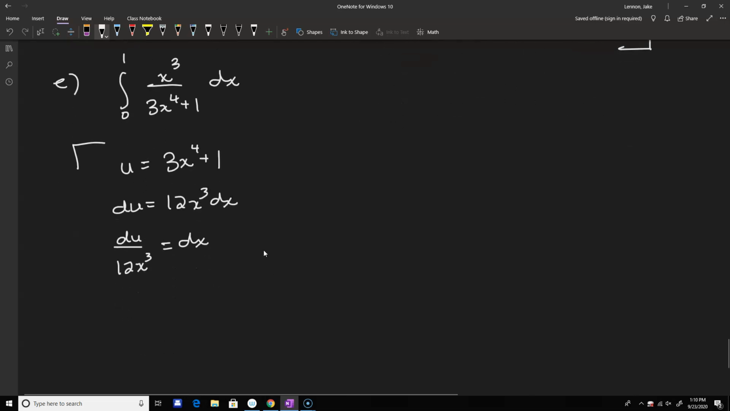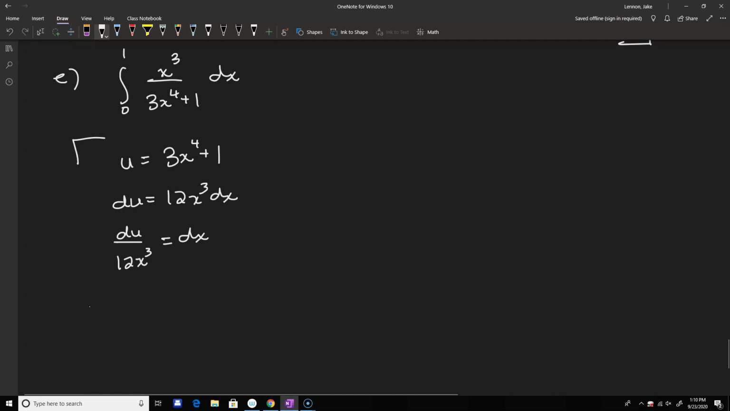Okay, we want to see what happens to our limits. So if we look at our limits, when x is equal to 0, u is going to become 1. And when x is equal to 1, u will become 3 plus 1, which is equal to 4. So now our integral, we can replace this. It'll go from 1 to 4.